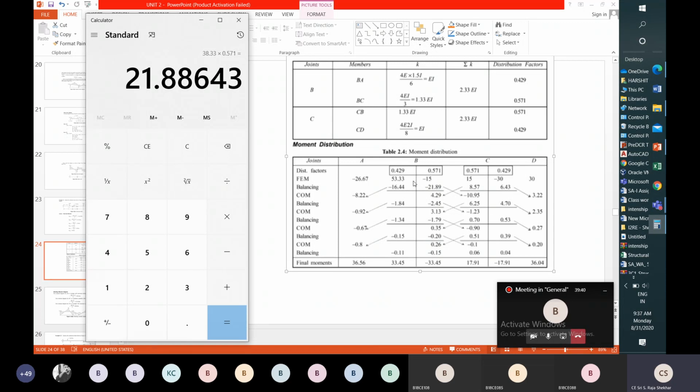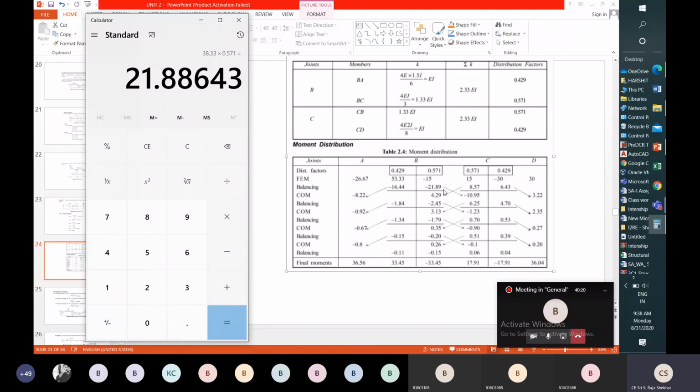For member BA, the unbalanced moment at joint B is 38.33. To distribute to member BA, we multiply with 0.429, and we are getting 16.44. Similarly, for distribution of the unbalanced moment to member BC, 38.33 is multiplied by 0.571, and 21.89 has to be distributed.